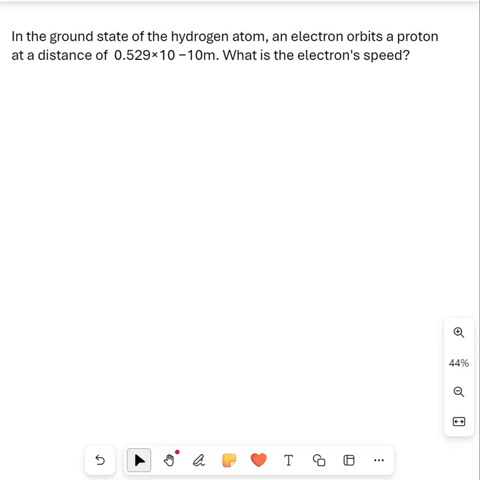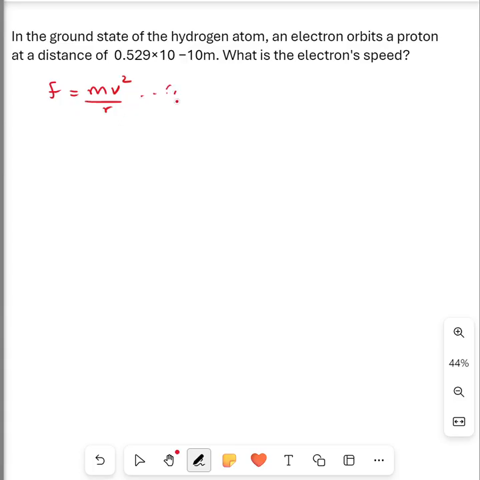Now, for us to solve this, we need to relate two equations together. The first equation is the centripetal force, since we're talking about a rotating body. Centripetal force says that F equals mV squared all over R. Let's call this equation 1.